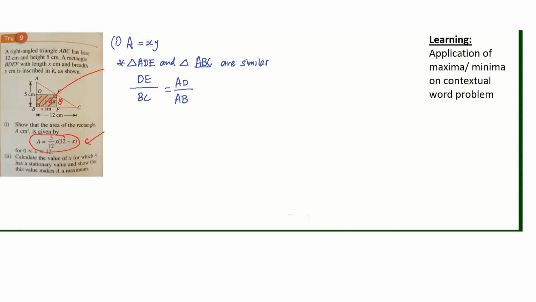Alright, so this is where I'm going to plug in the values. DE, according to the question, is x, and BC is 12. AD in this case, please take note, many of us may be tempted to think that AD is y, but in actual fact, y is the length of BD. So AD is actually 5 minus y. And AB is 12. Sorry, AB is not 12. AB is actually 5. My bad.